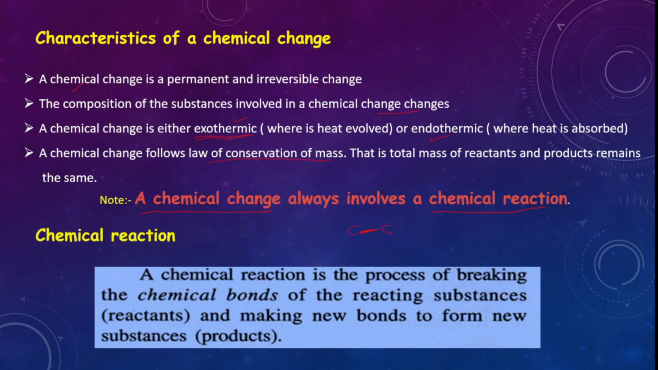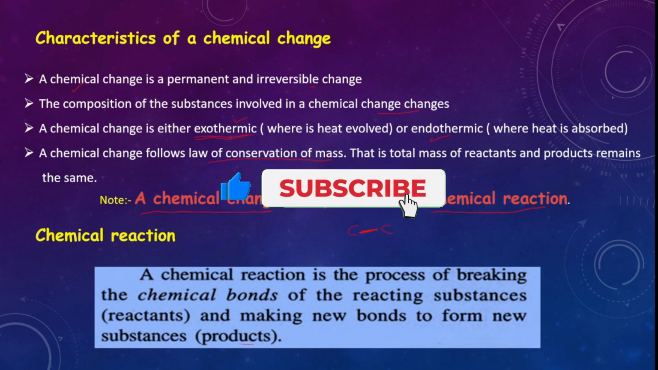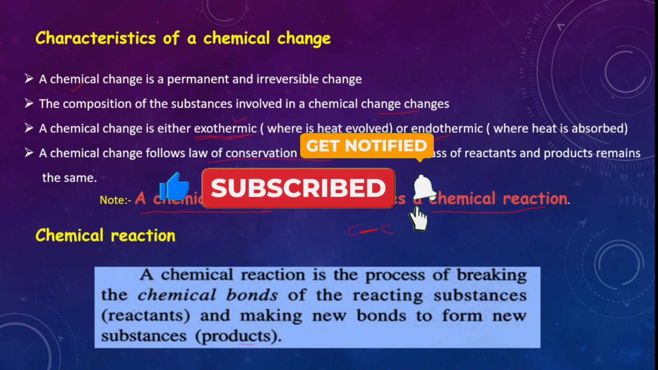In a chemical reaction, new substances are formed when two or more elements come together. So a chemical reaction involves breaking the bonds in the reactants and forming entirely new bonds and a new product. That type of process is called a chemical reaction. So a chemical reaction is the process of breaking the chemical bonds of the reacting substances, or the reactants, and making new bonds to form new substances or products. Breaking bonds, combining in a different way, forming a new thing with new properties. That process is called a chemical reaction.